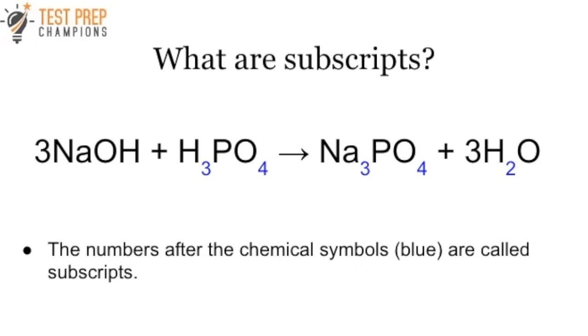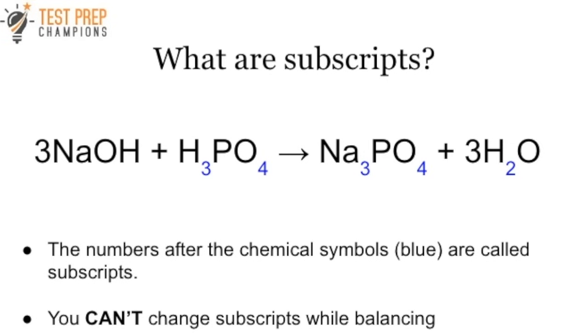All right. So that can be a little bit confusing to understand. It's not super important that you wrap your head around that. But the most important thing to take away here is really that you don't change these subscripts while you're balancing. So you don't want to mess with these little numbers down here. It's only the numbers in the front that you would alter while balancing.